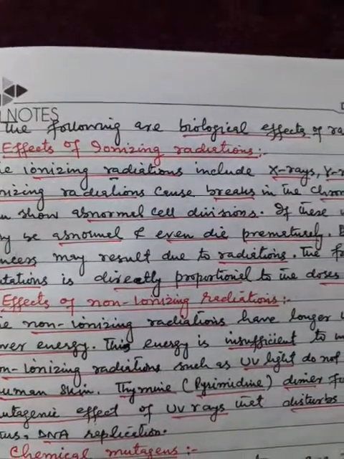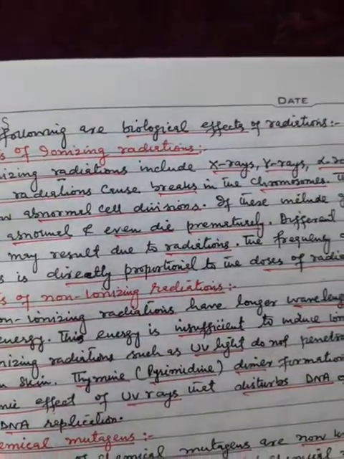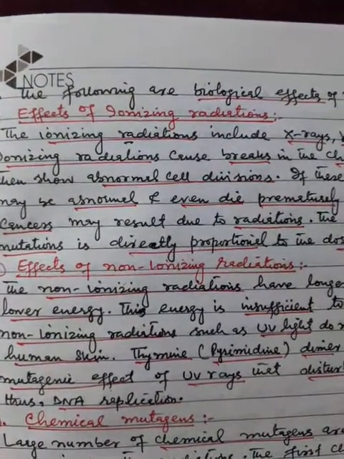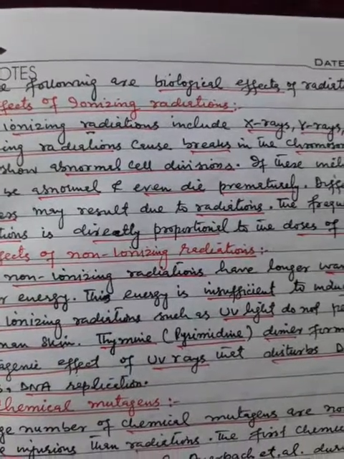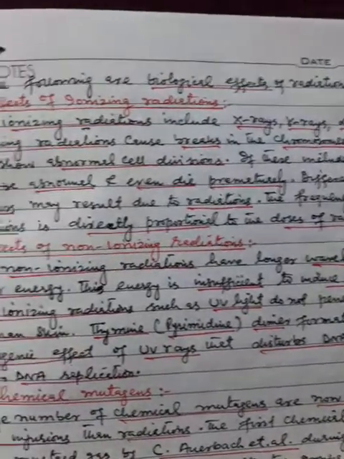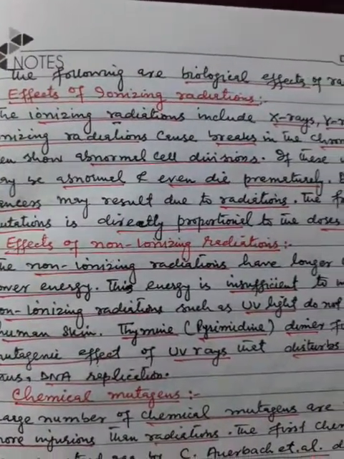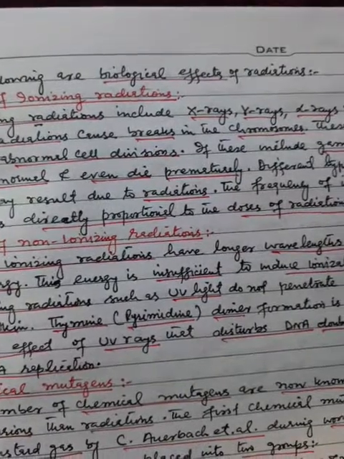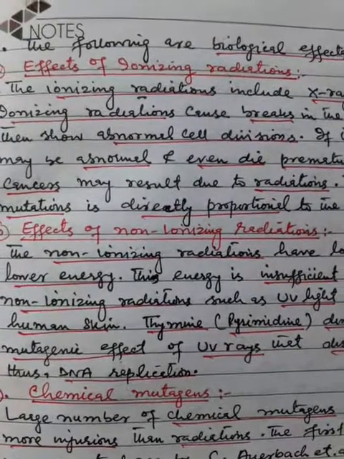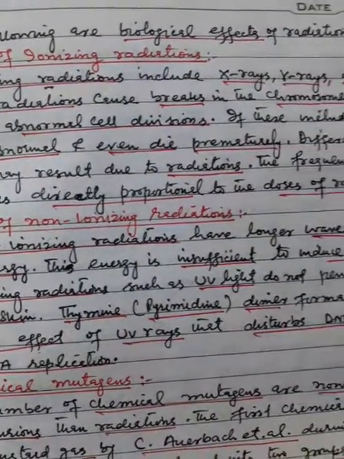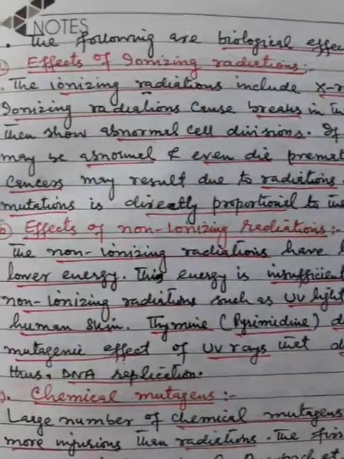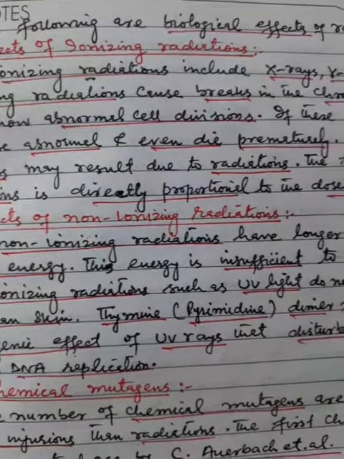The following are biological effects of radiations. Number A, effects of ionizing radiations. The ionizing radiations include X-rays, gamma rays, alpha rays, and beta rays. Ionizing radiations cause breaks in the chromosomes. These cells then show abnormal cell divisions. If these include gametes, they may be abnormal or even die prematurely.